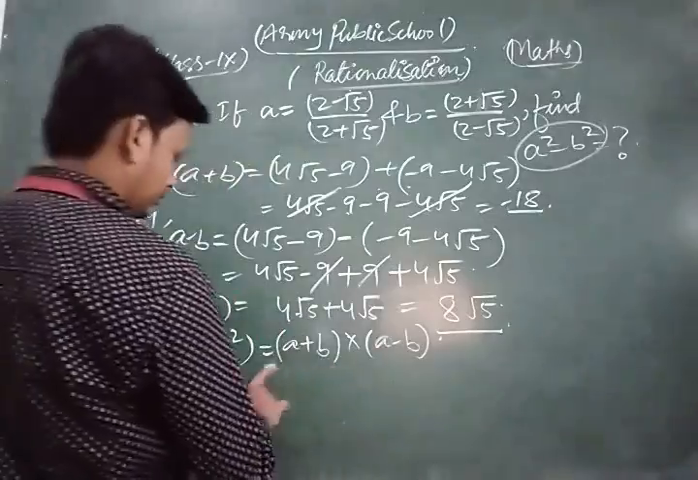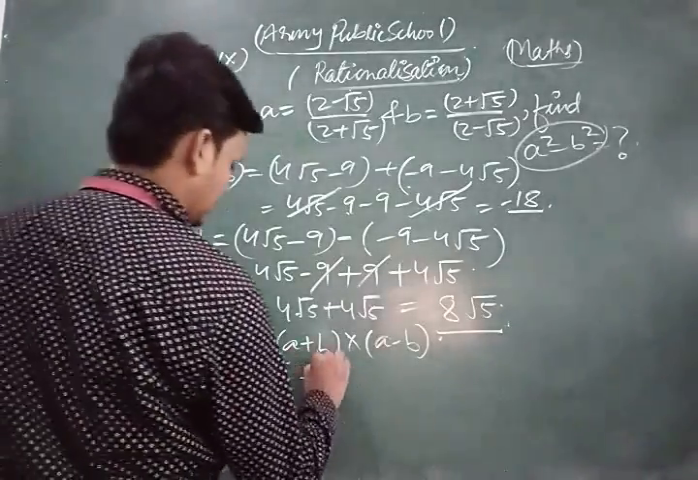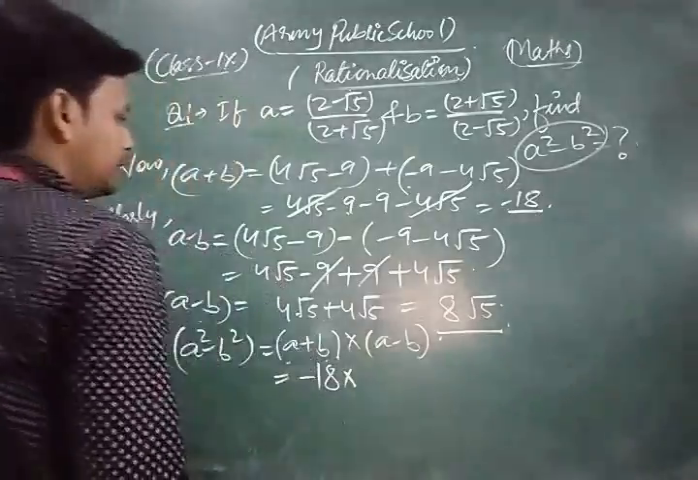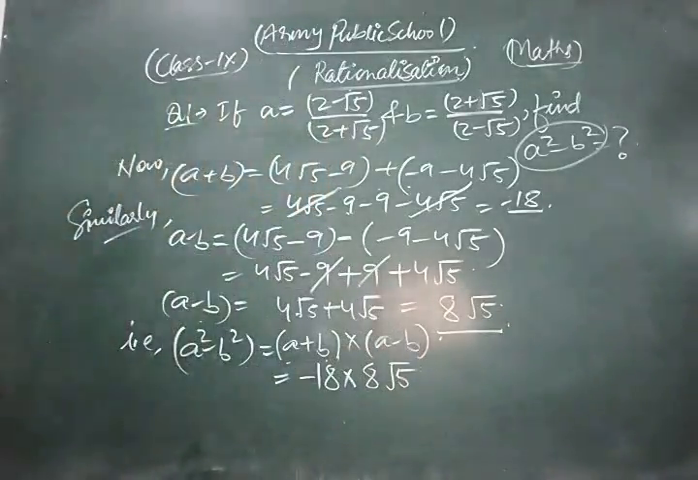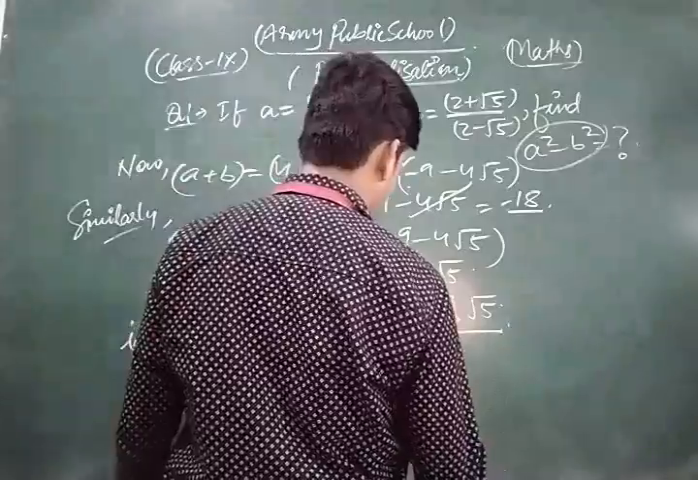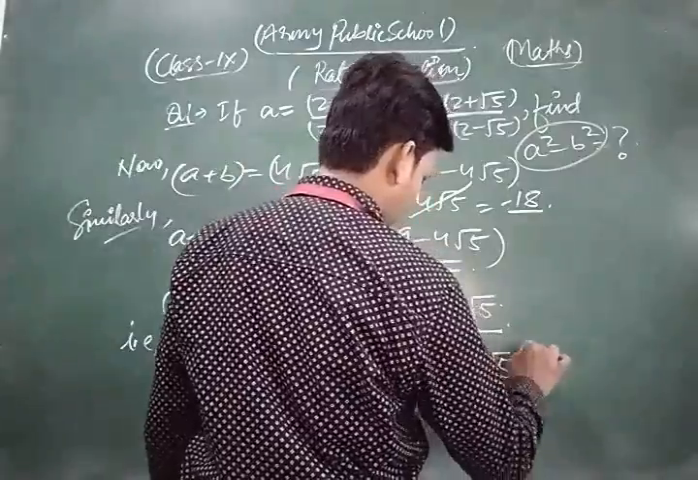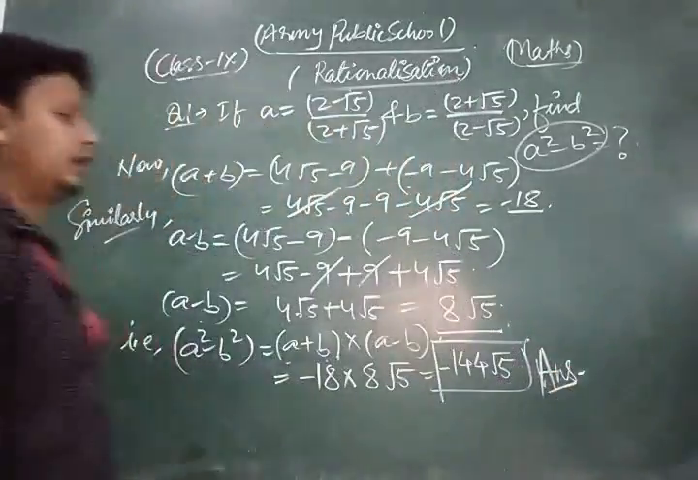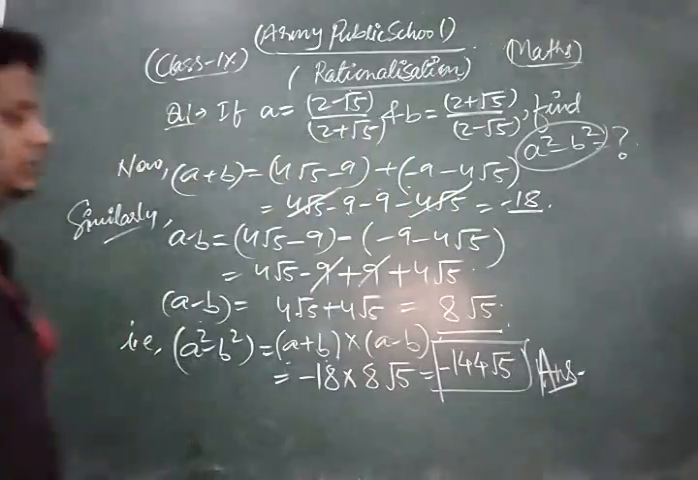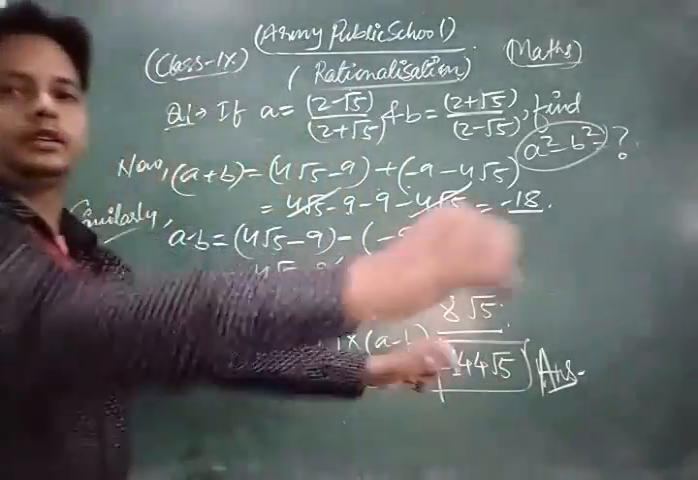So the value of a plus b is minus 18, into the value of a minus b, 8 under root 5. Now 18 8s are 144. So this is minus 144 under root 5. This is the required solution of the given question.